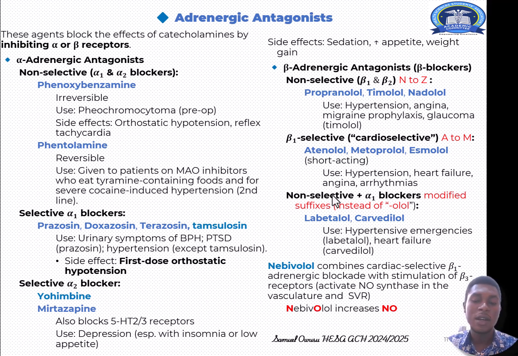Then non-selective antagonists plus alpha 1 blockers have been found in these agents: labetalol and carvedilol. So they have modified suffixes. Instead of -olol, you can see that labetalol ends in -alol, then we have carvedilol, -ilol. These are non-selective and they also have an effect on the alpha 1 receptor, so they block alpha 1 receptors as well. Labetalol is used in hypertensive emergencies and carvedilol for heart failure.